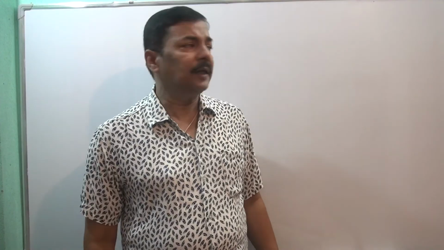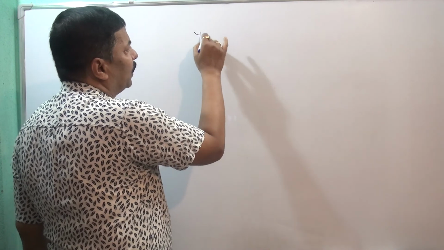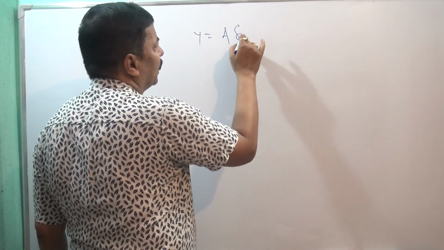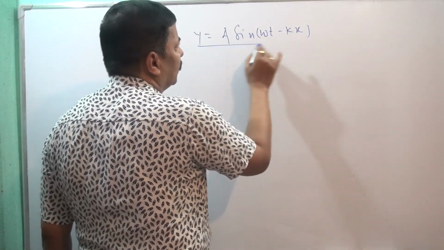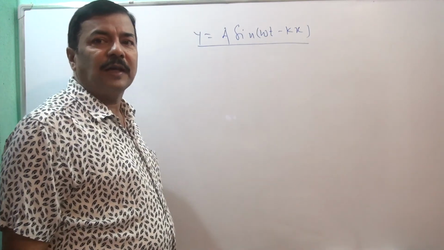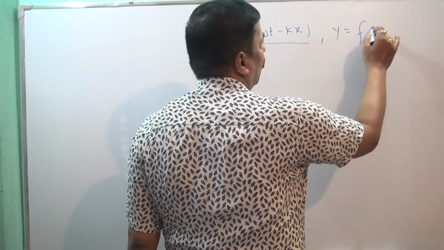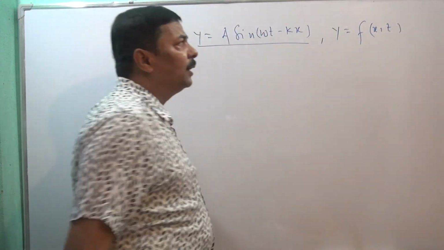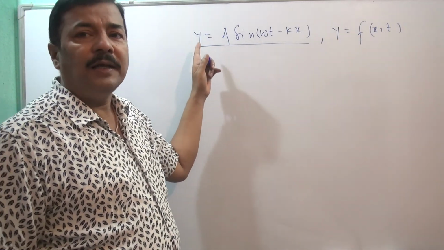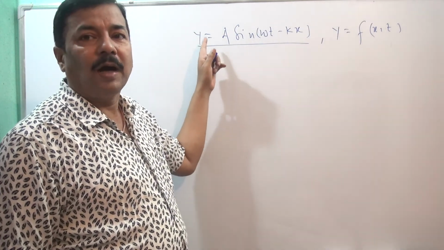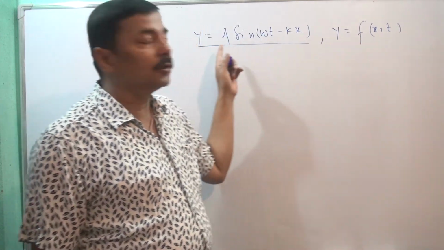We have discussed earlier that the equation of a plane progressive harmonic wave is given by y = A sin(ωt − kx). This is the equation that we discussed in the previous class, and we have also considered that y is a function of x comma t. What does it mean? If we change the position, then y changes. What is y? y is the displacement of the particle. And if the time is changing, then y is also changing.